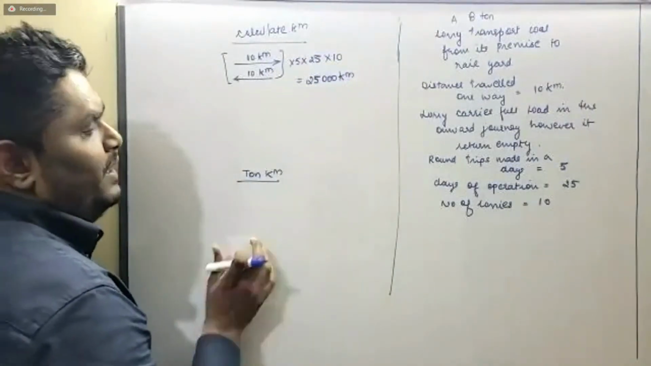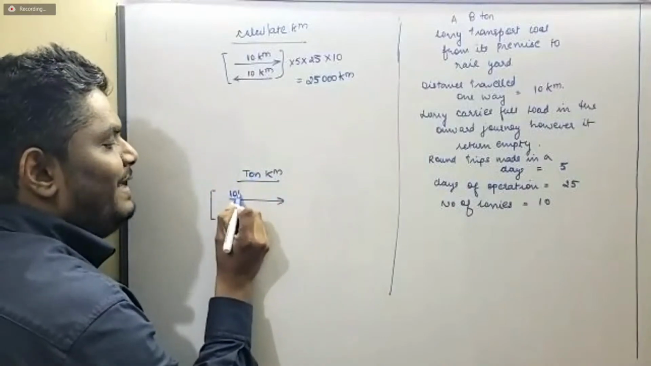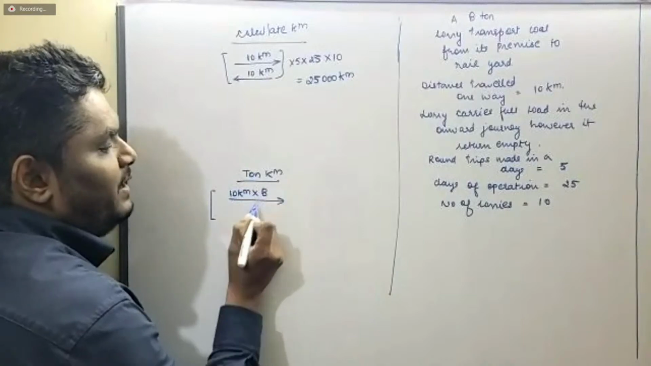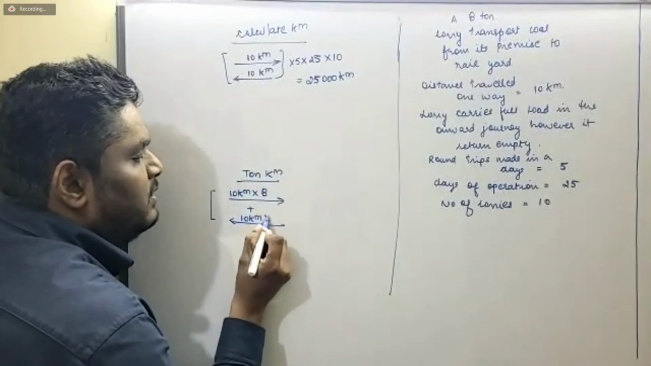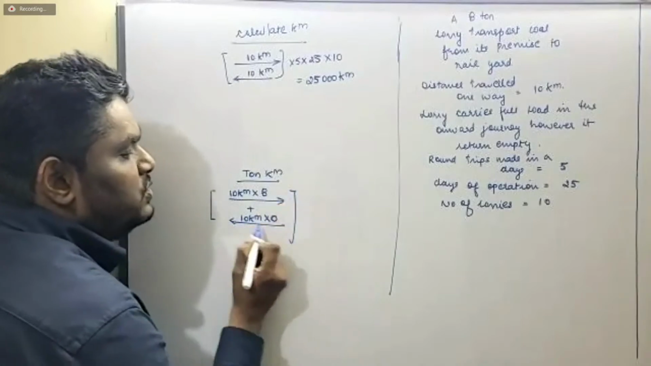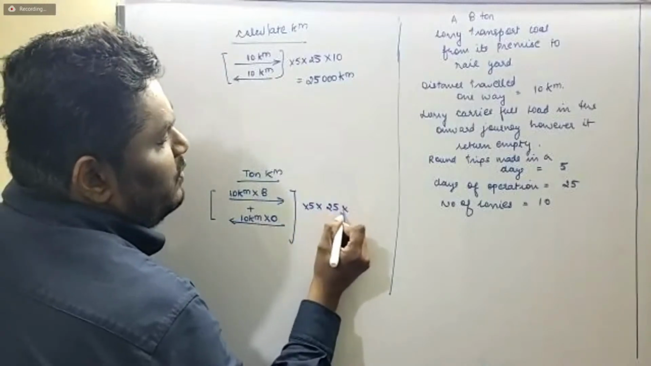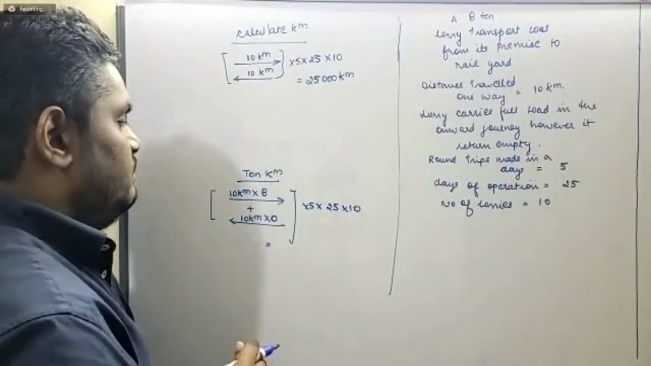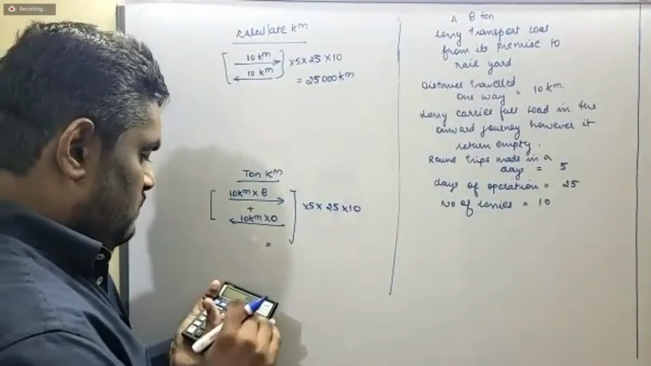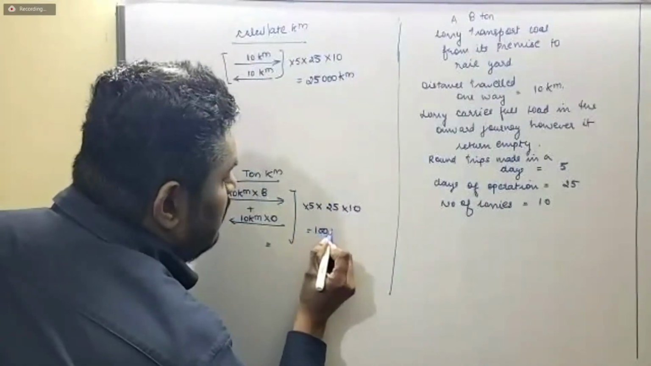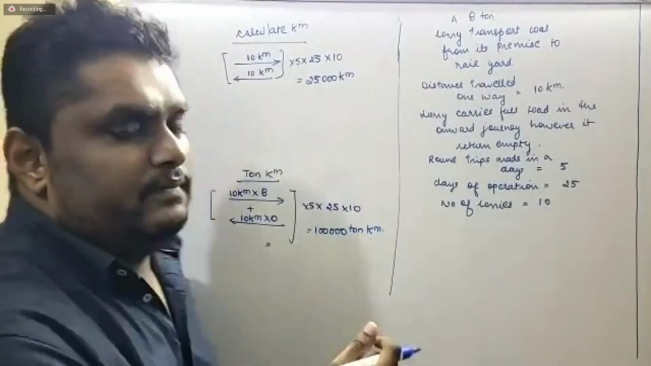When talking about calculation of 10 kilometers, 10 kilometers with full load of 8 tons. However, in the return journey of 10 kilometers, the load is 0. So multiplied by 0, into 5, into 25, into 10. So this will be 1 lakh 10 kilometers.